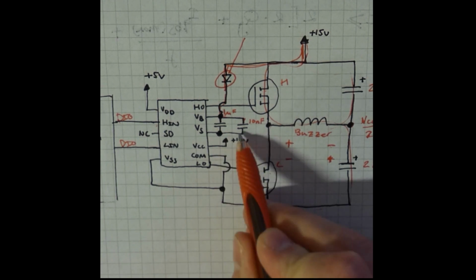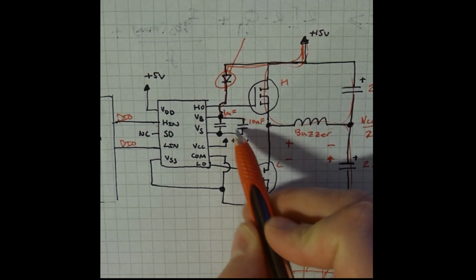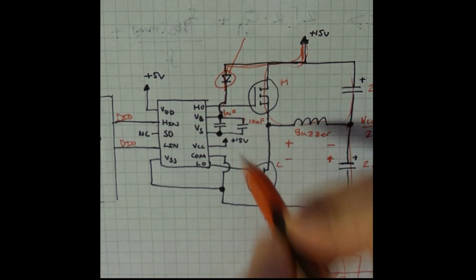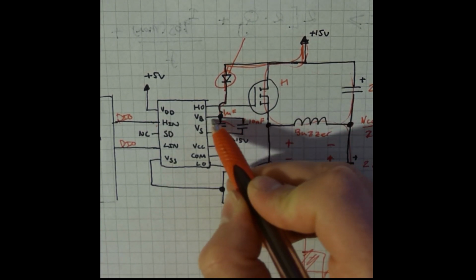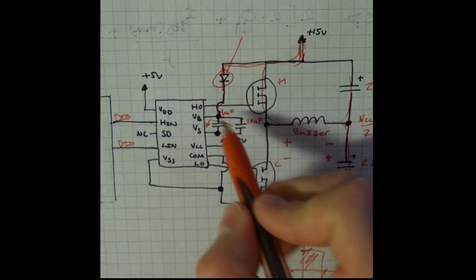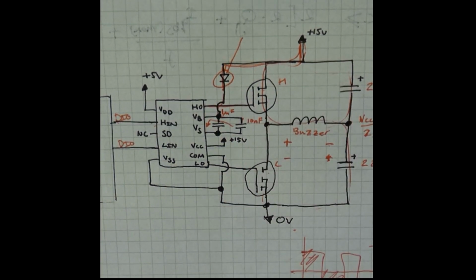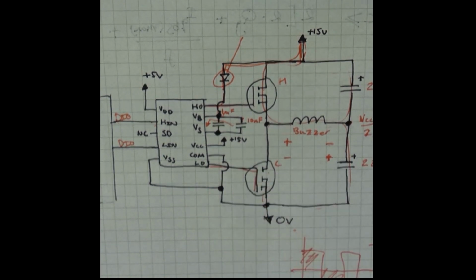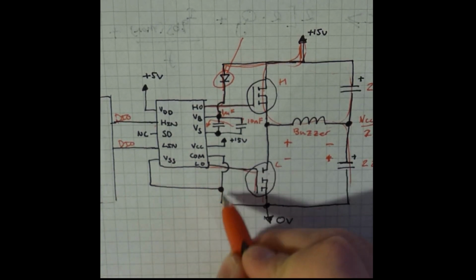I've got the 2 capacitors that I mentioned. The first one is 1 microfarad, the next one's 10 nanofarad. I've probably drawn these the wrong way around. It would be better to put the 10 nanofarad as close as possible. HO connects to the gate of the high side, LO, or low out, connects to the low side switch gate. COM and VSS are tied together.